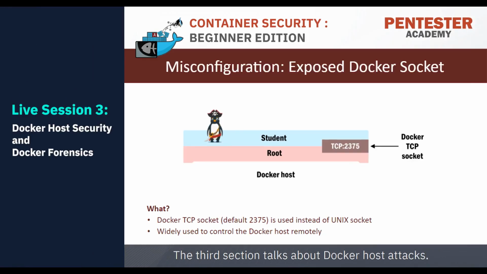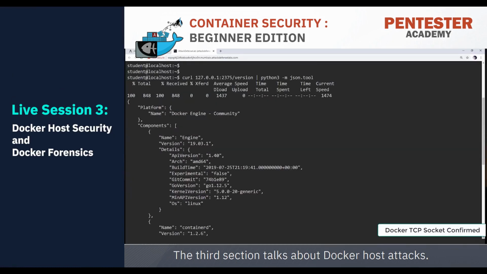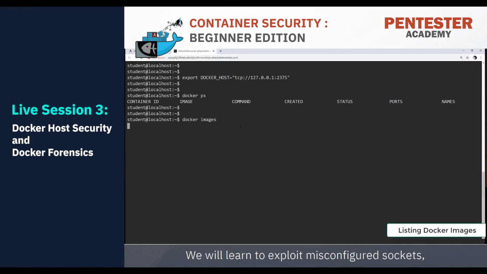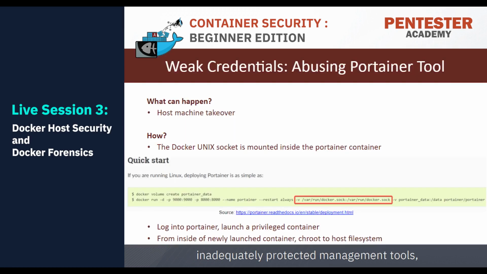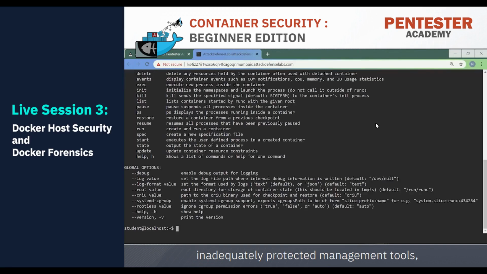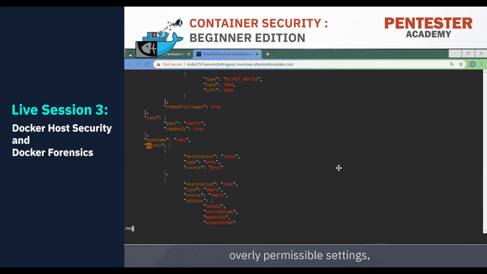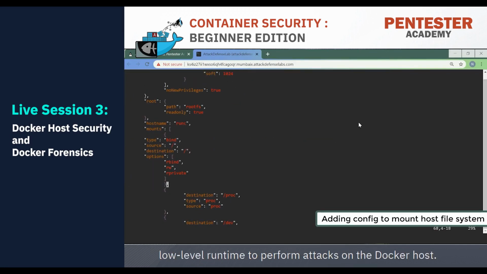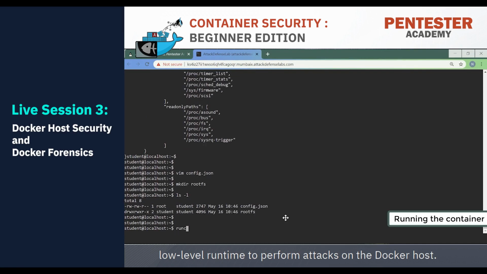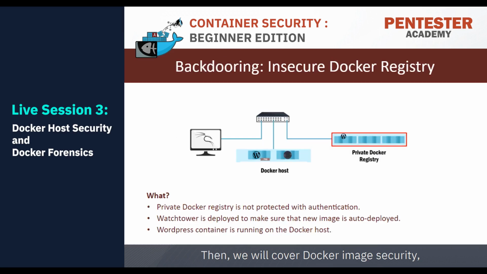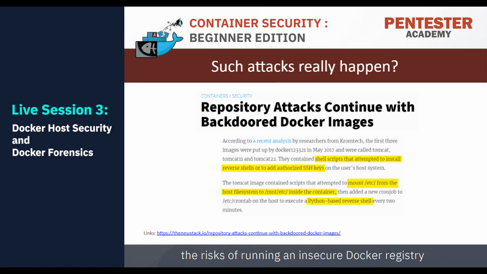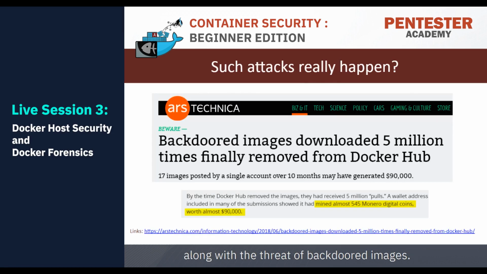The third section talks about Docker host attacks. We will learn to exploit misconfigured sockets, inadequately protected management tools, overly permissive settings, and low-level runtimes to perform attacks on the Docker host. Then we will cover Docker image security, the risks of running an insecure Docker registry, along with the threat of backdoored images.